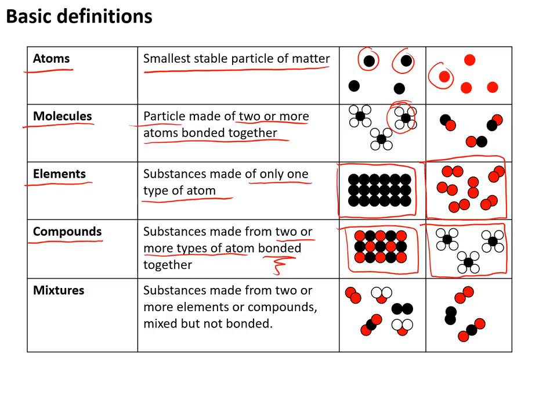Notice the different structures. So the one on the left here is made of a lattice. This one is made of individual molecules, but they're both compounds because they've both got more than one type of atom. And lastly, we've got mixtures. A mixture is a substance made from two or more elements or compounds that are mixed but not bonded. So if you look at this one on the left here, we've got 1, 2, 3, 4 different types of substance all mixed together but not bonded. On the right, we've got 3 types of substance all mixed together but again not bonded.